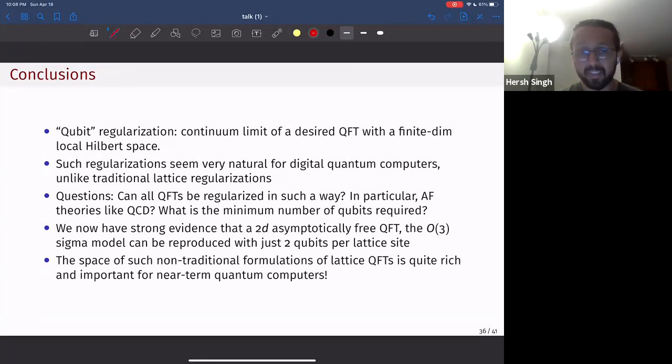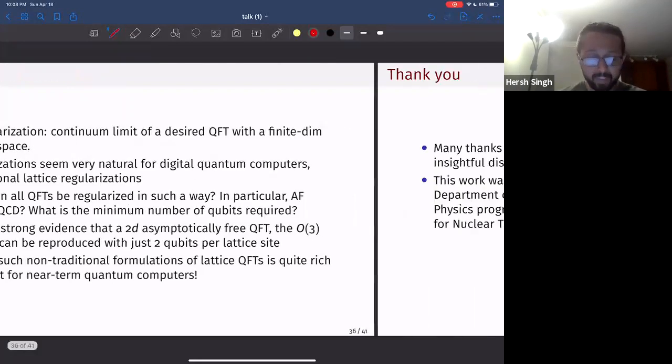And the space of such non-traditional formulations of lattice field theories is, I think, extremely rich, and there's a lot that can be done with these kinds of models, which I did not have time today to talk about. But they could prove very important for near-term quantum computers, just from a resource scaling point of view. So I think that's it.